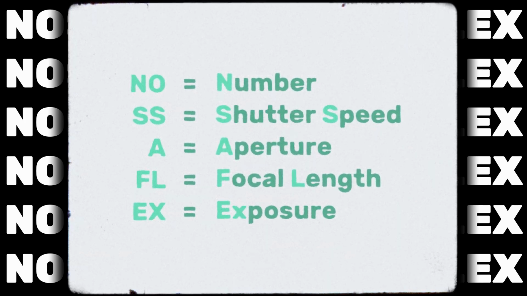So an example file name for a film scan would look like this. The number is the third shot of this roll. The shutter speed was at 1/25th of a second. The aperture was at f5.6. The lens had a focal length of 50mm and we exposed correctly according to our light meter.